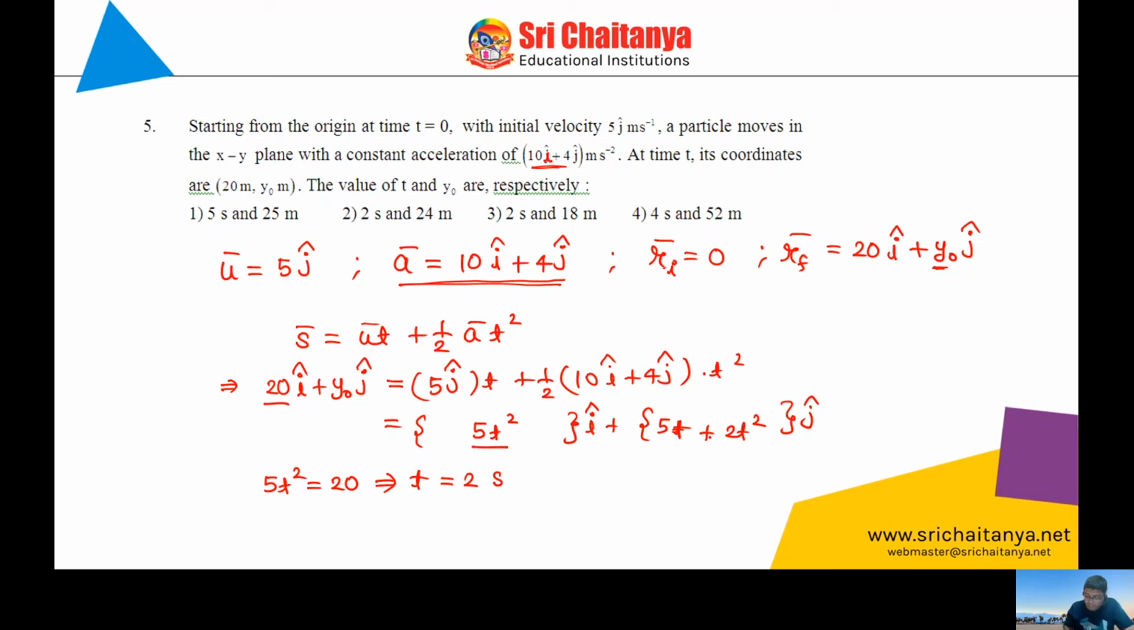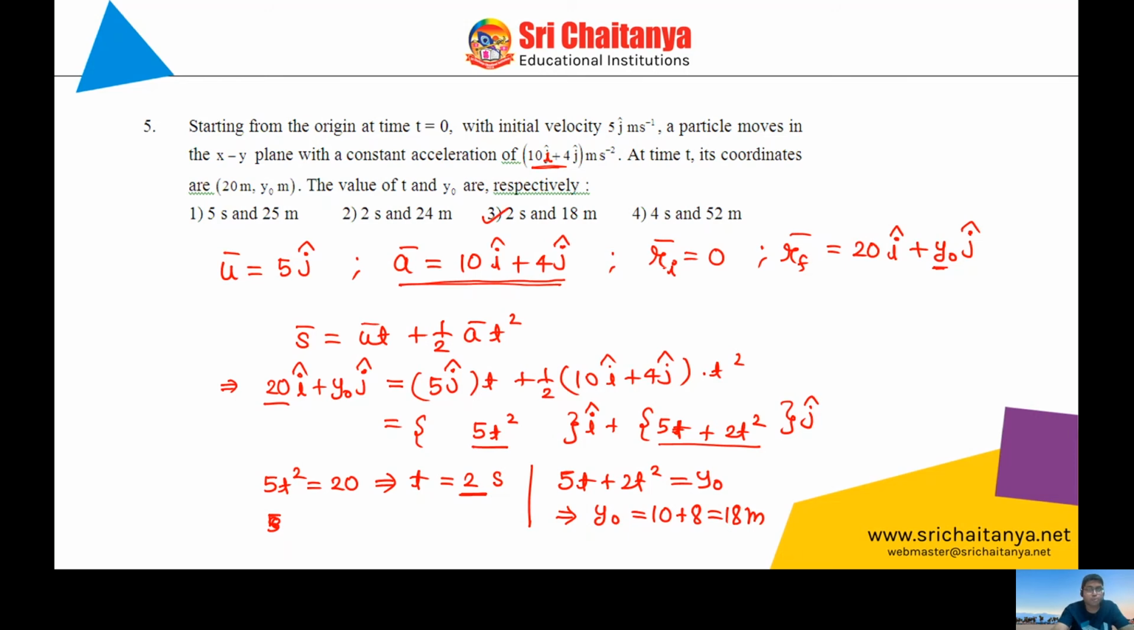And similarly, if you compare the coefficient of j cap, let me write it over here, that is 5t plus 2t square is equal to y naught. And since you now know the value of t, by substituting you will get the value of y naught. This will be simply 5 into 2, that is 10, and 2 into 4, that is 8. So that would be 18 meters. So time is 2 seconds and y naught is 18 meters. So I think option 3 would be the right choice.